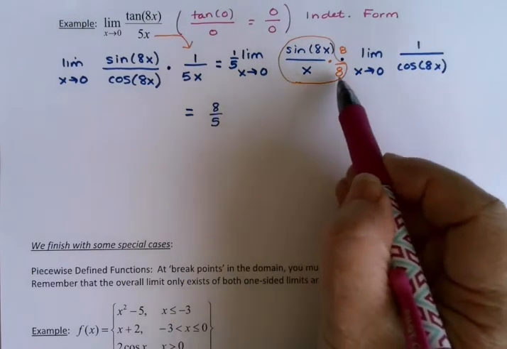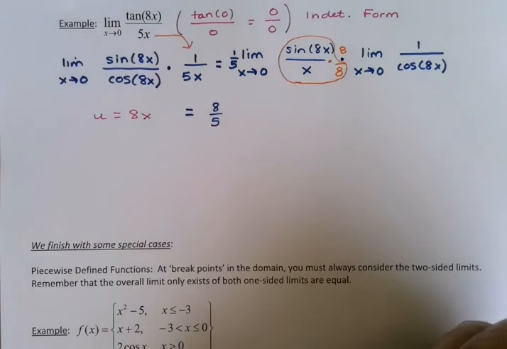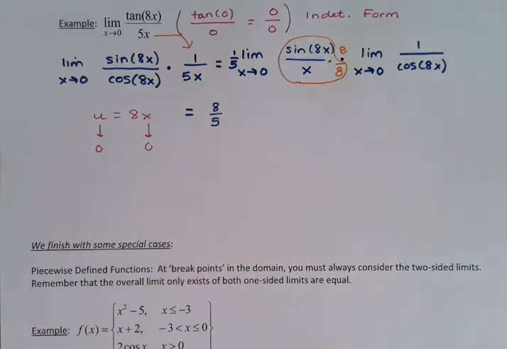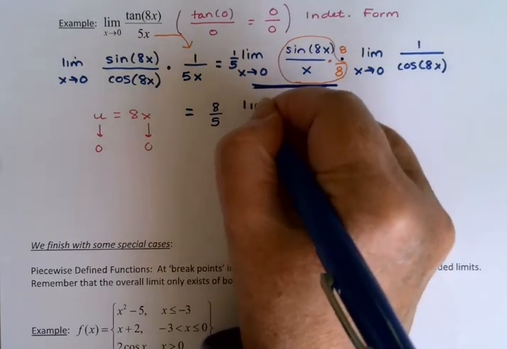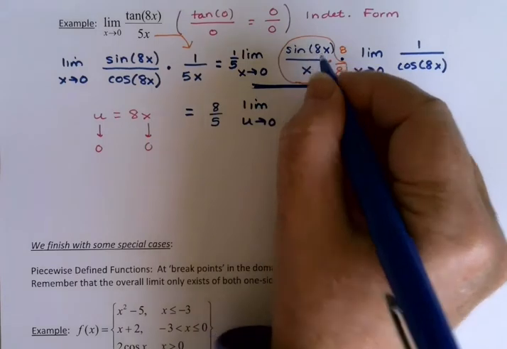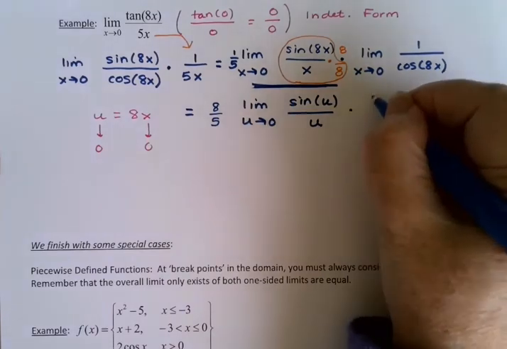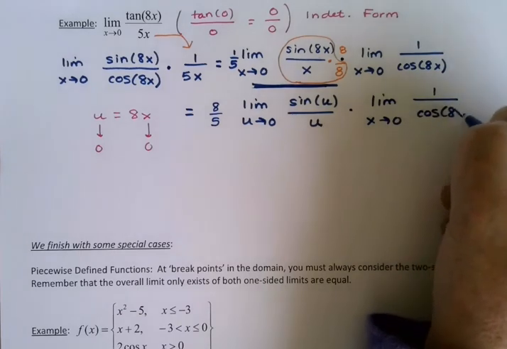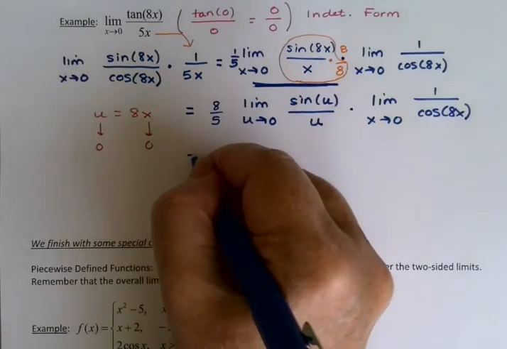Let's also do a u substitution. Let's let u be 8x. And since x is approaching 0, u will also approach 0. So this limit could be written as the limit as u approaches 0, and that will be sine u over u. And then this last limit, I'm not going to change that at all. We already know that one's not going to be a problem. All right, again, take a quick look. Convince yourself it's all still there. And then we can finish our limit.